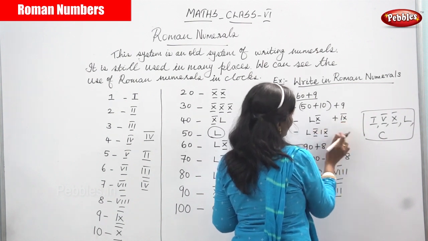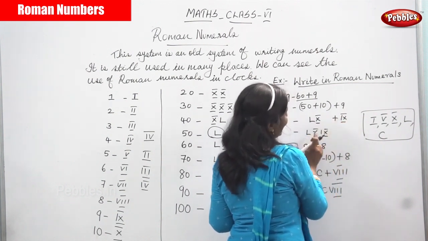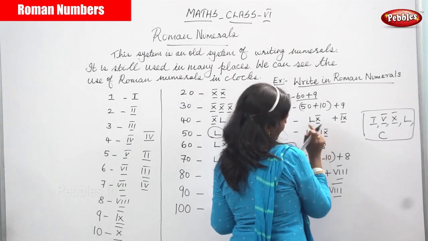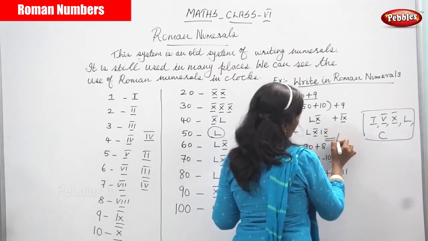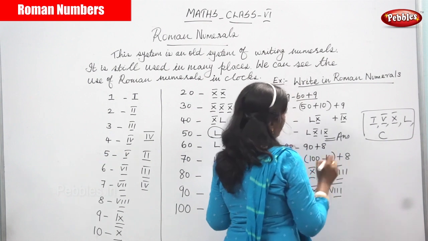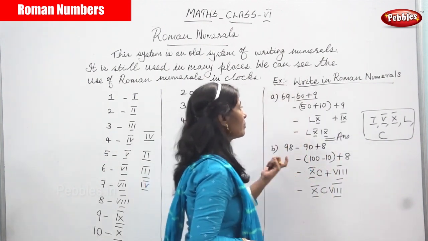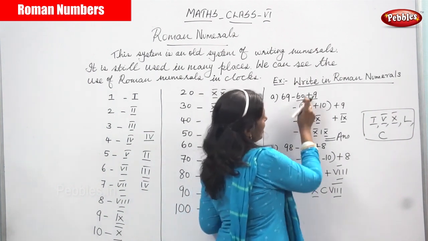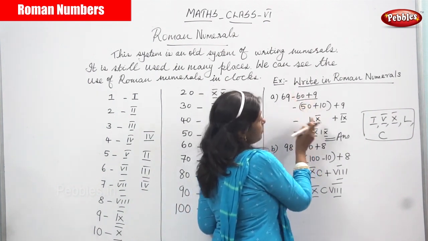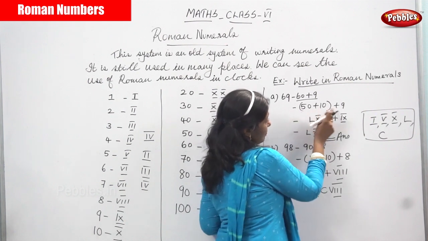So this is the Roman numeral. I have to join together L, X and IX. So this is the answer for the question. I'll repeat once again, 69. I have to write it in Roman numerals. So how am I going to write? 60 plus 9. After that I have to split 60. So how am I going to split? 50 plus 10 plus 9.